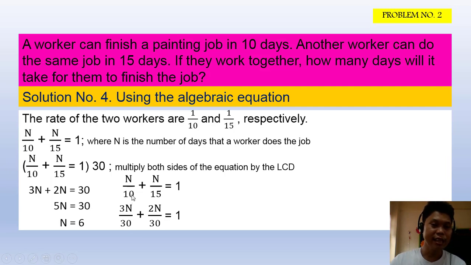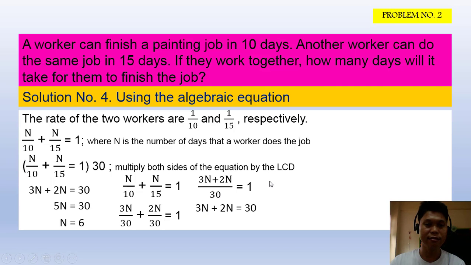So, kumbaga, 10 times 3 is 30, and then 1 times 3 is 3n. Ganun rin. 15, dito sa kabila, 15 times 2 is 30. So, n times 2 is 2n. Ayan. So, 3n over 30 plus 2n over 30 is equal to 1. Then, combine lang, magiging 3n plus 2n over 30, and then cross-multiply natin. Kasi kapag naka-encounter tayo ng ganito, magiging cross-multiplication yan. So, 30 times 1 is 30. So, 3n plus 2n is equal to 5n is equal to 30. Ganun pa rin naman ang result. N is equal to 6.